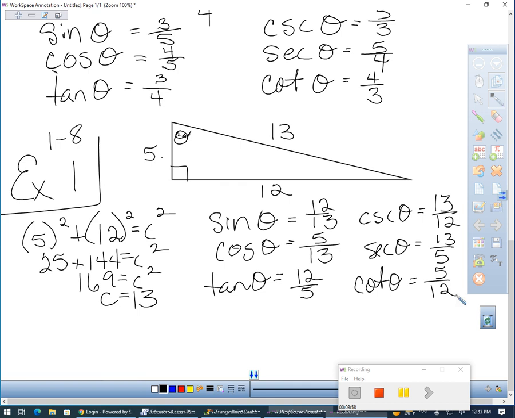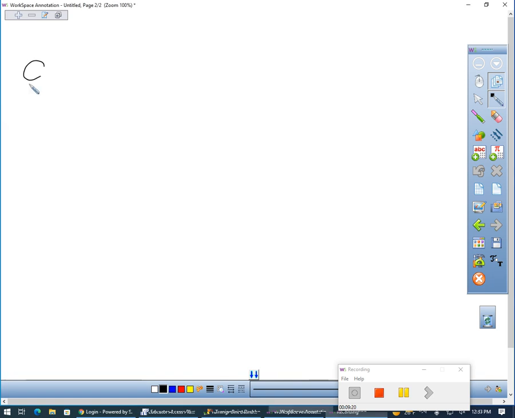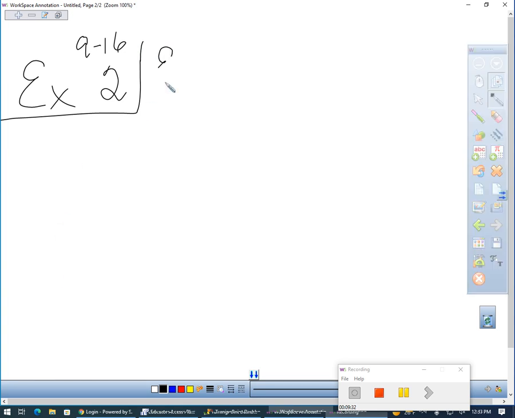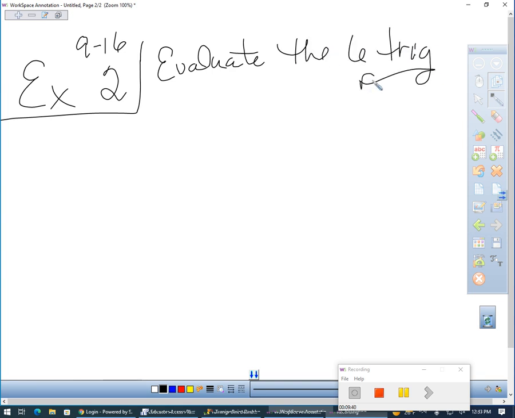Okay, so I do have to make it a little bit harder, though. Okay? Everybody still good? Let's do example number 2. In example number 2, this is going to more apply to the 9 through 16, but part of it would also match up with the first section. In 9 through 16, it wants you to evaluate the 6 trig ratios, which again is what we were doing at the beginning.